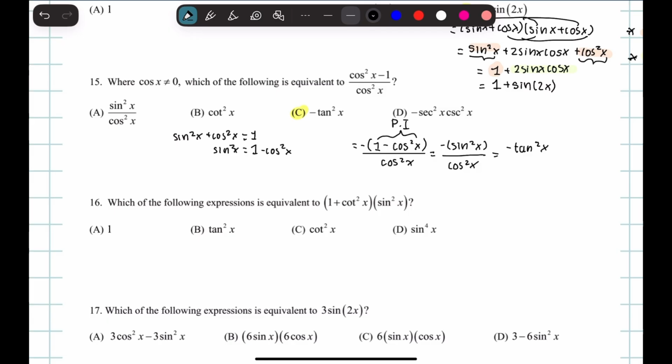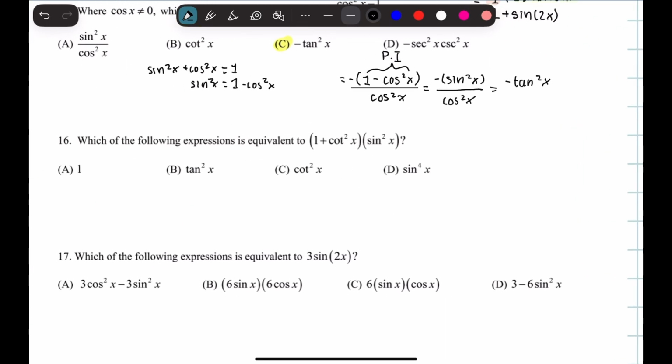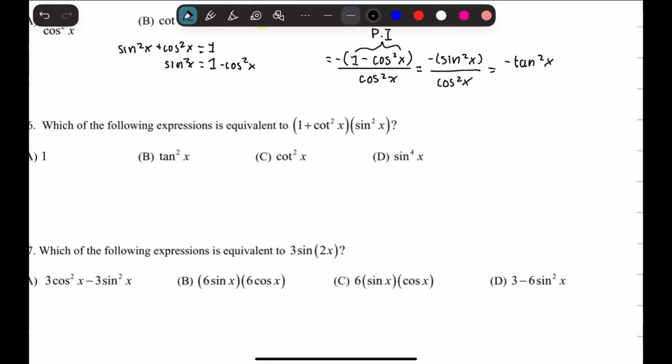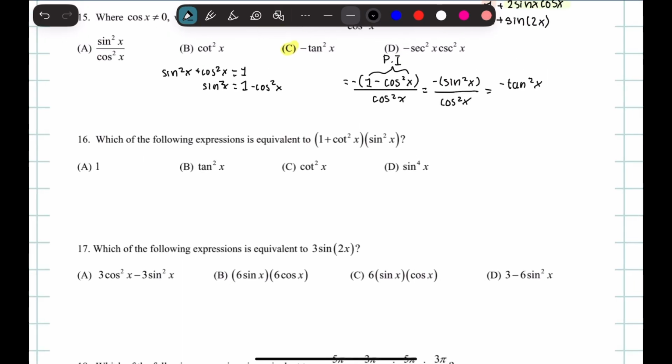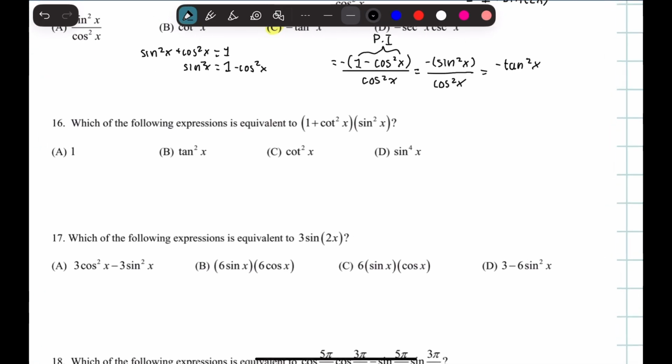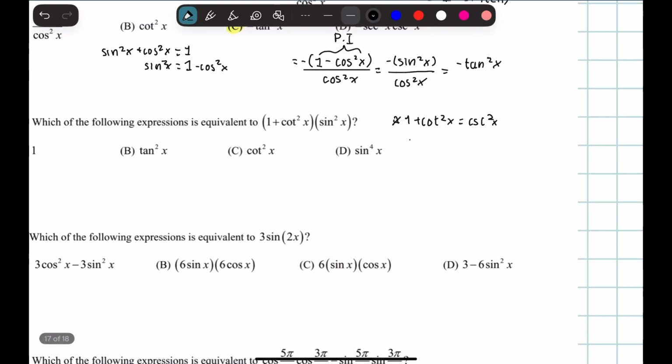So, okay, now let's move on to question 16. Which of the following expressions is equivalent to 1 plus cotangent squared x times sine squared of x? So recall the identity that 1 plus cotangent squared of x is equal to cosecant squared of x. So we can replace this with cosecant squared of x. So we have cosecant squared of x times sine squared of x.